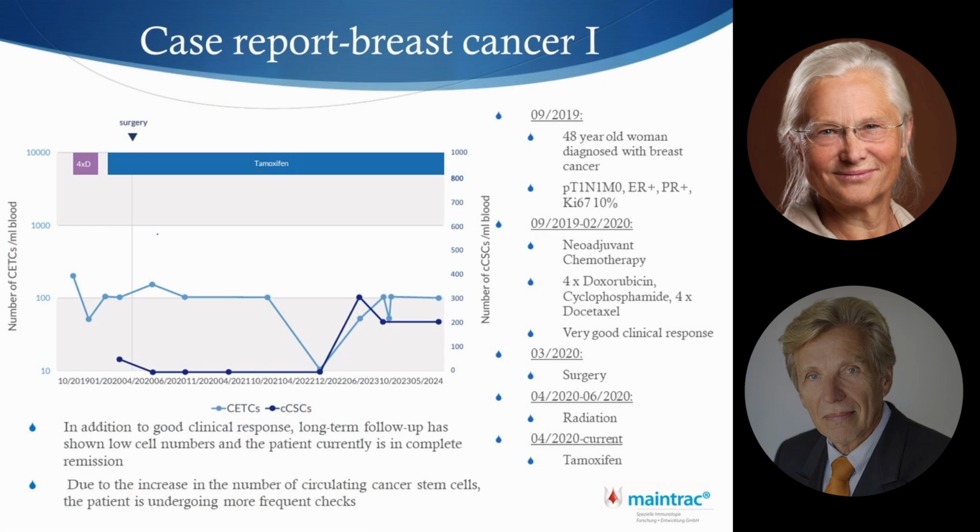So this is one example of a patient with estrogen receptor positive small tumor. She received neoadjuvant chemotherapy with doxorubicin, cyclophosphamide, and docetaxel, and she had a very good response, and you can see that cell numbers decreased during this treatment. She then had surgery, and as you can see, there was a small increase in cell numbers subsequent to surgery, which we often observe. She then had radiation and now has tamoxifen until current.